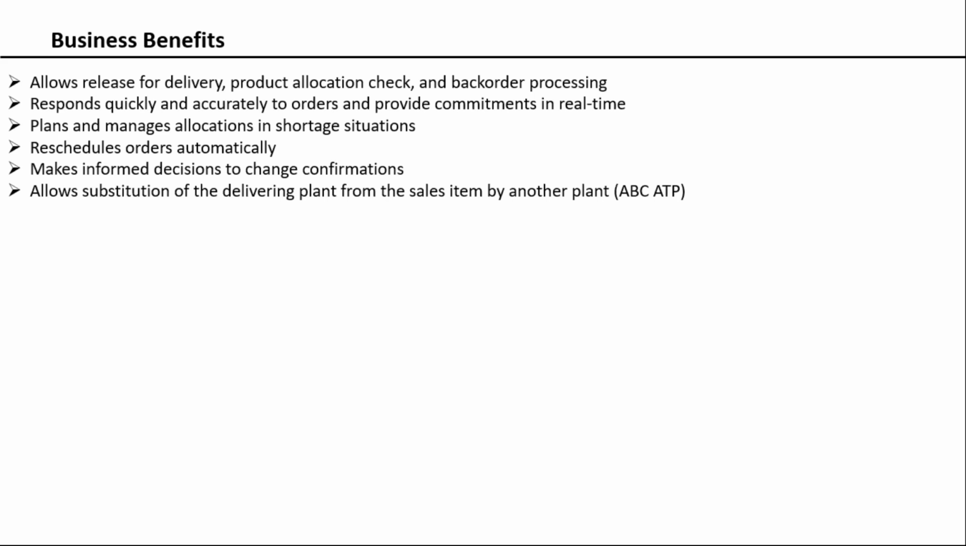And it allows substitution of the delivering plant. If inventory is not available in the default plant, then the system will check whether inventory is available in any other plants to confirm the quantities, to confirm the requested quantities in the sales orders.